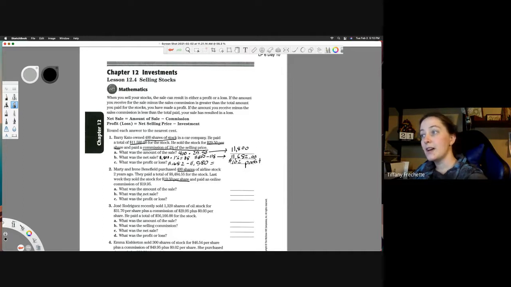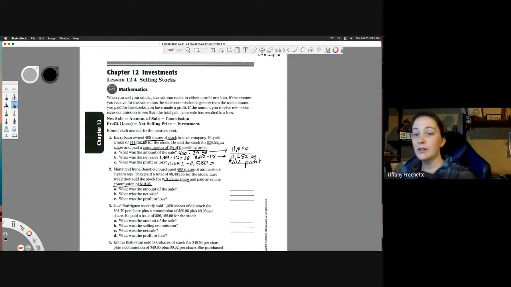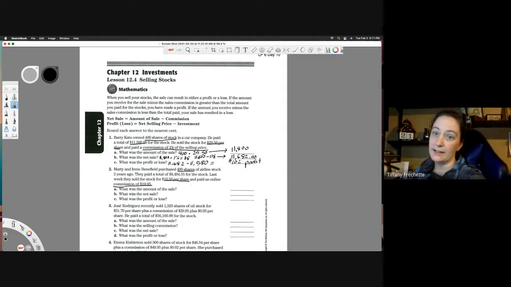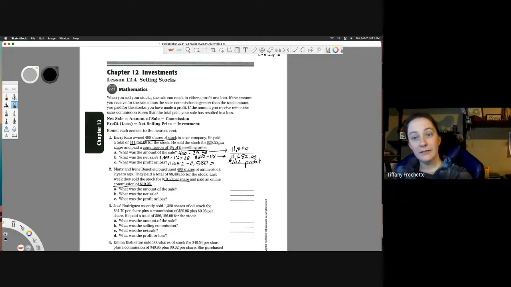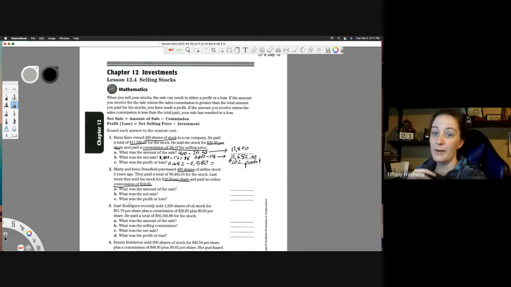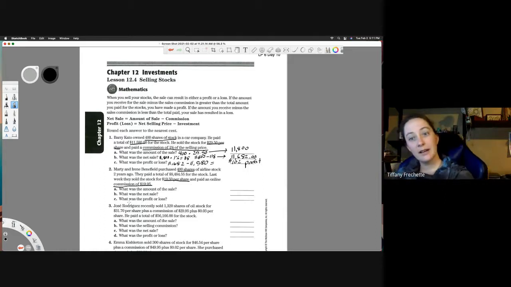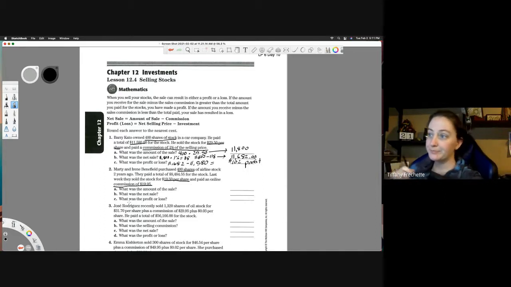What was the net sale? I'm going to have to subtract the commission. So this looks like a flat fee commission. It's $19.95. I don't have to multiply by anything. I'm just going to subtract the $19.95. And then profit or loss, I'm going to subtract what I paid from my net sale. If it's positive, I made money. If it's a negative, I lost money.